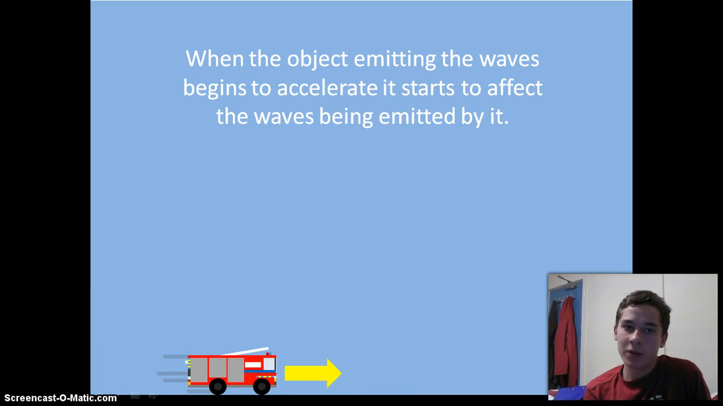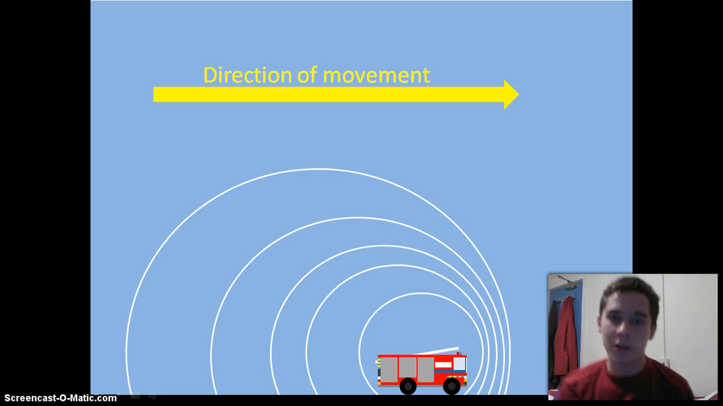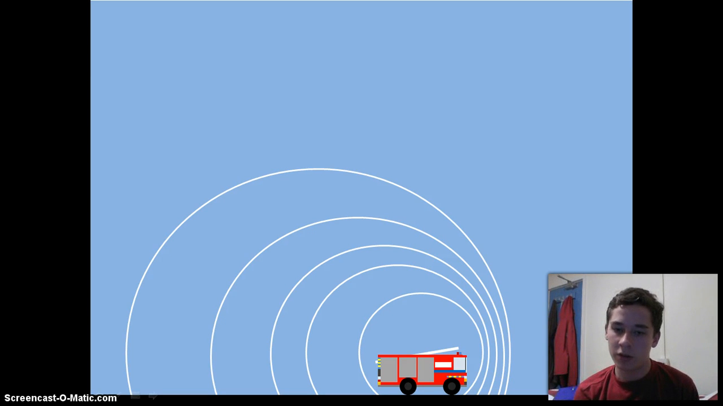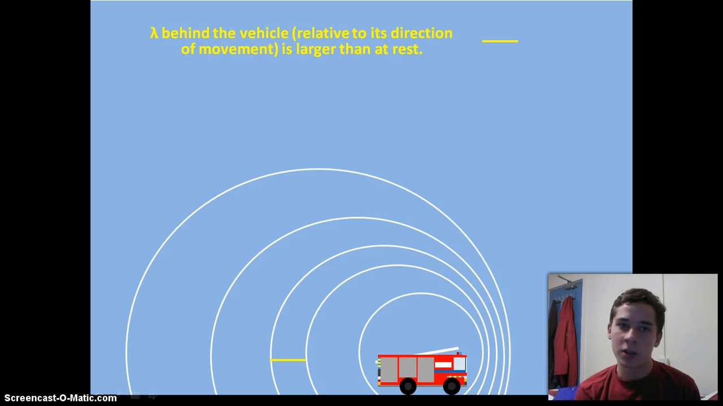When the object emitting the waves begins to accelerate, it starts to affect the waves being emitted by it, which is where the Doppler effect comes into play. If this is the direction of movement, you can see that the waves begin to bunch up in front of the vehicle and are stretched out behind the vehicle, creating a shorter wavelength in front and a longer wavelength behind, as shown by these two lines, the yellow representing the wavelength behind the vehicle and the orange representing it in front. And how does this compare to our original wavelength? Well, the wavelength when the vehicle is at rest should lie directly in between these two wavelengths.